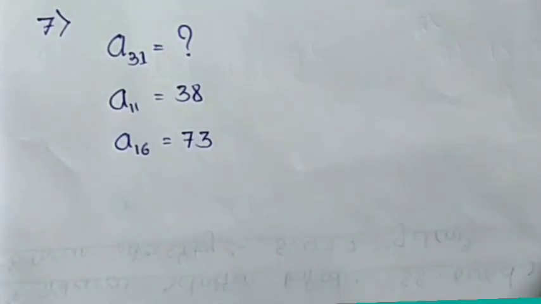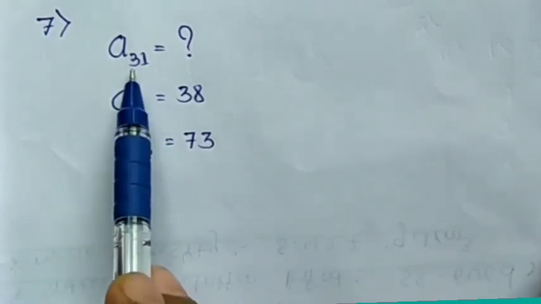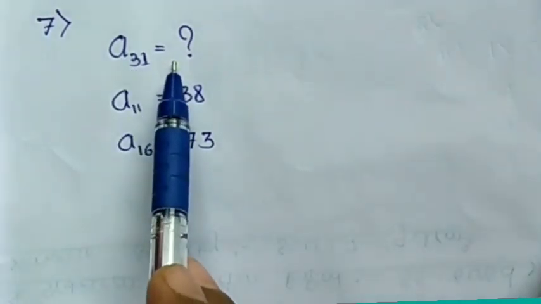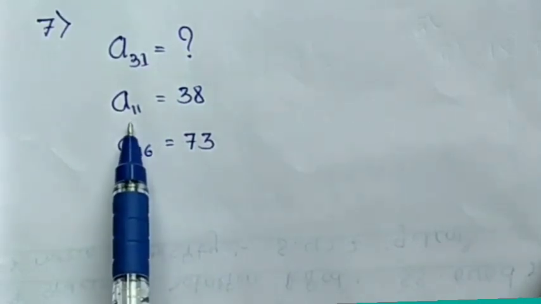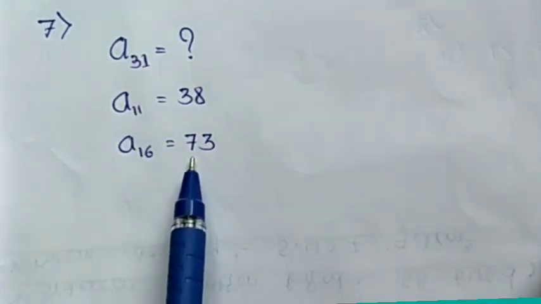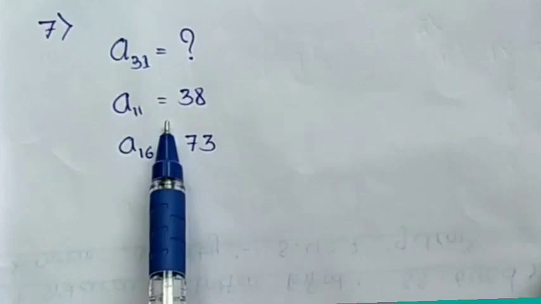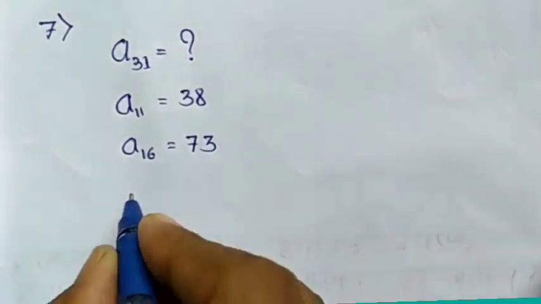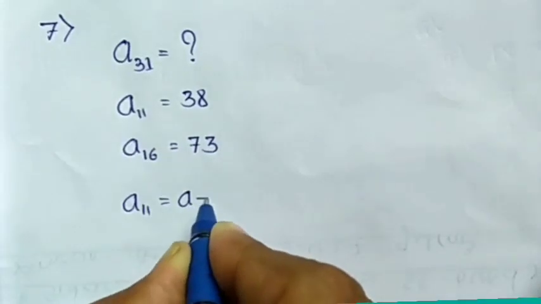So here we have to find A31, means the 31st term, which I will write here as a question mark. Next, A11 means the 11th term, they have given 38, and A16 they have given 73. So here, how can we write A11? We can write it like this: A11 as a plus 10d.